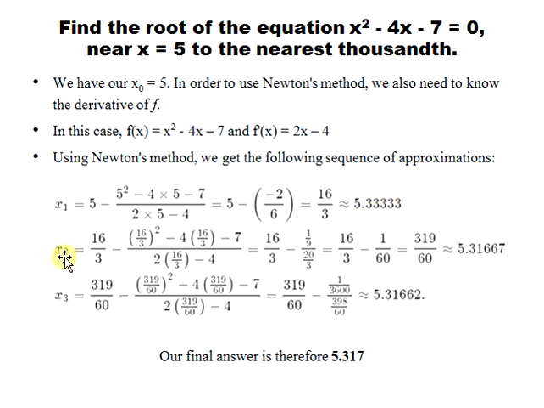Now x2 is x1 minus f of x1 divided by f dash x1, and here you will get this value. Then x3 is equal to x2 minus f of x2 by f dash x2, and this value is 5.3166. Here if you compare these two values, you can see that until the third decimal point these two values are the same. So that means our answer is correct till the third decimal point. So we can stop the calculation here, and the final answer is 5.317 if you make it to 3 decimal places.